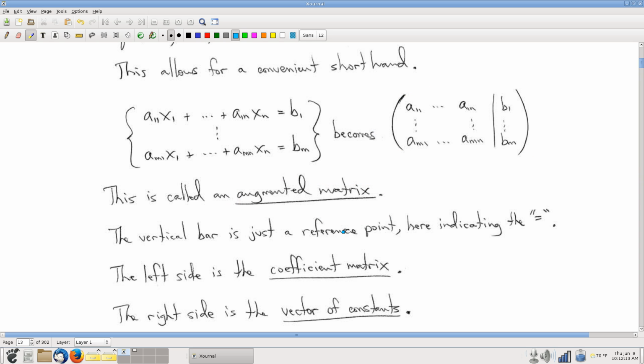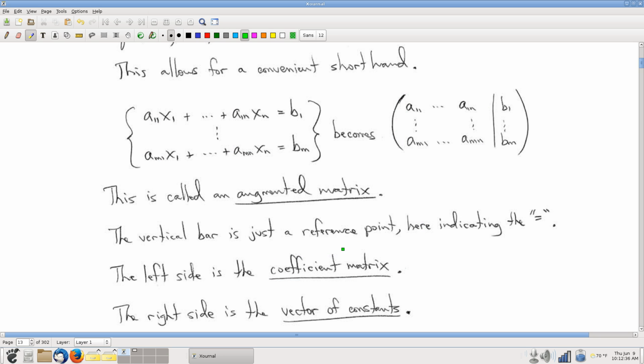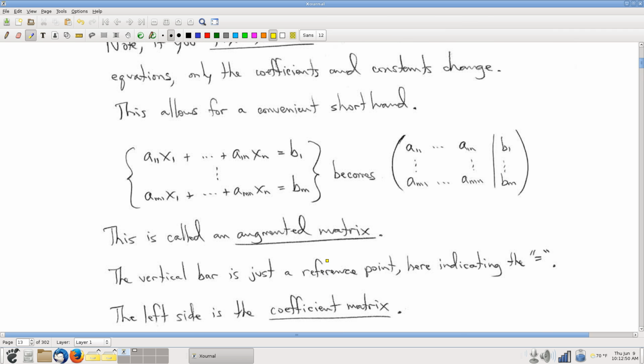It's going to end up being convenient, though, to refer to the coefficient matrix. That's just this part of it. And the terminology is chosen because, of course, those are the numbers that are the coefficients of the variables. So, natural choice. This is called the vector of constants on the right-hand side of the equation.